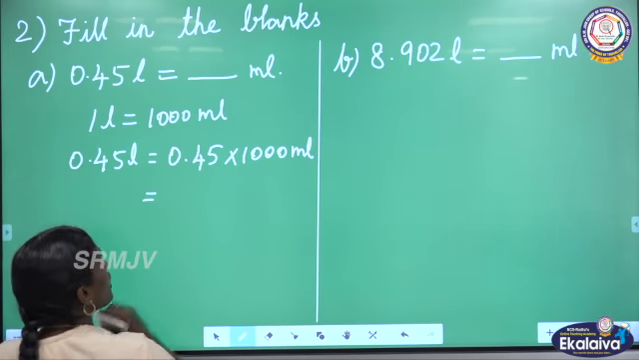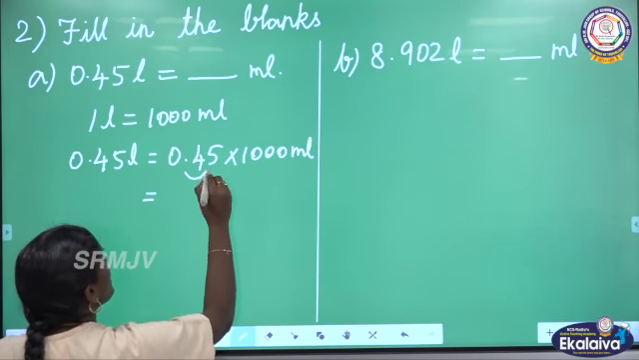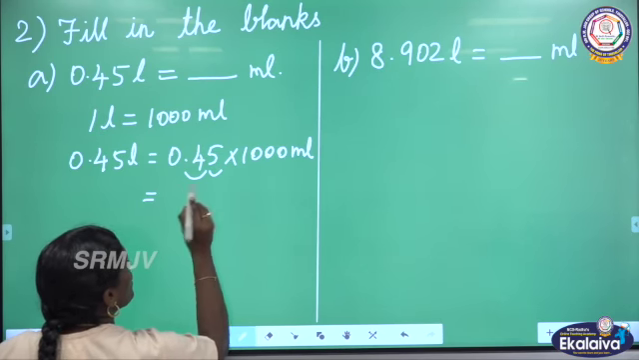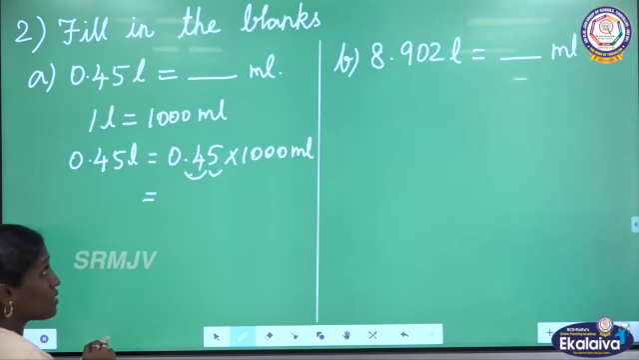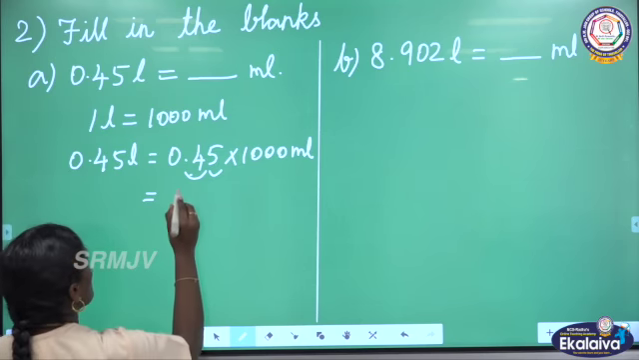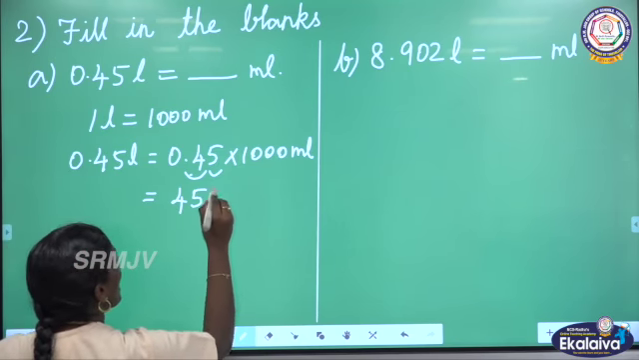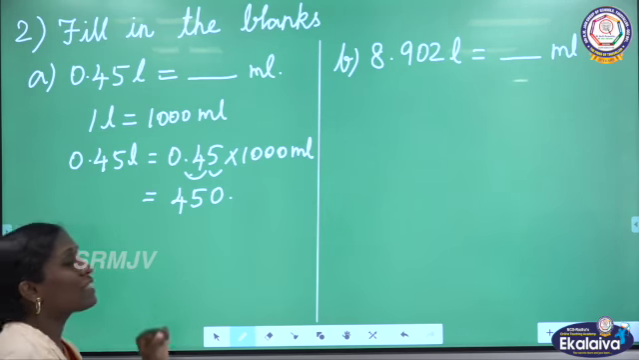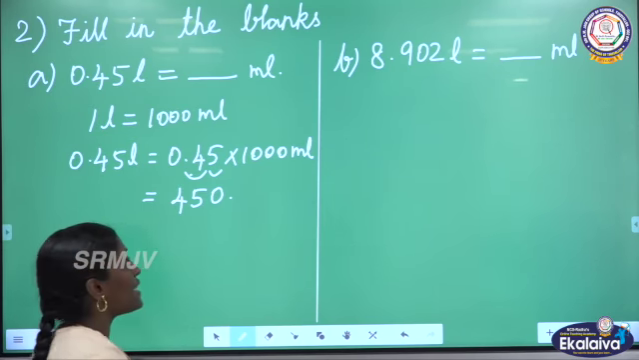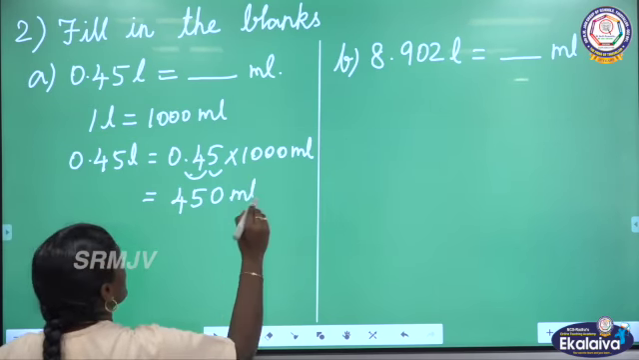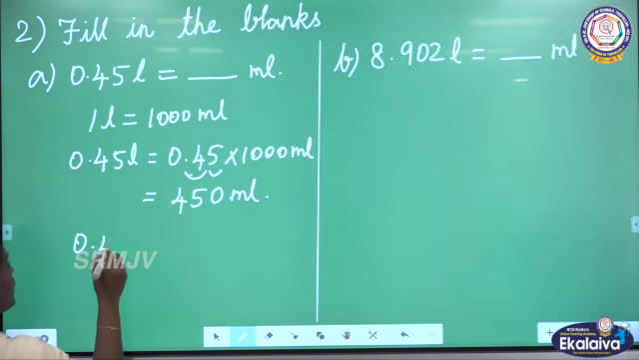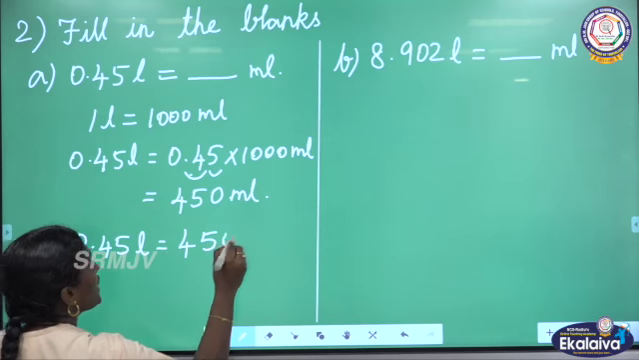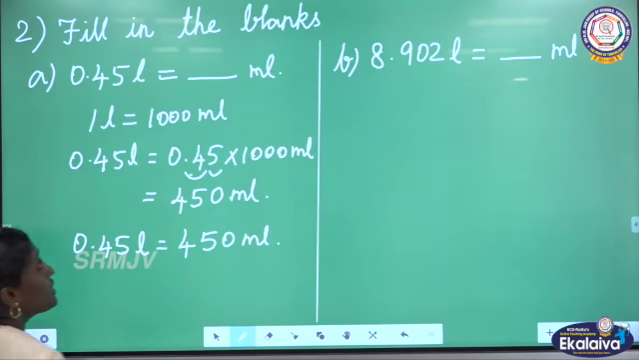Here according to the number of zeros, we have to move the decimal point to the right. Here 3 zeros are there, but here we are having 2 places. We need one more place. For that, we have to add 1 zero at last, and then we have to keep the decimal point. Then the number will become 450 milliliter. So 0.45 liter is equal to 450 milliliter. Is it clear?